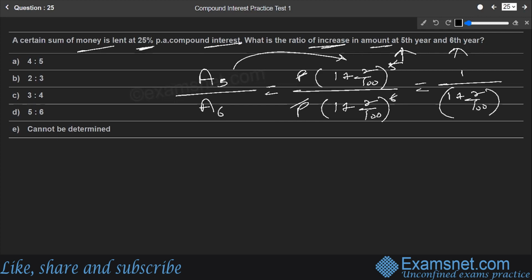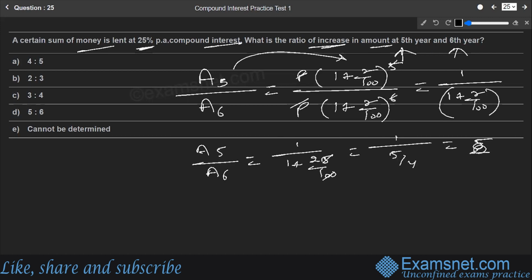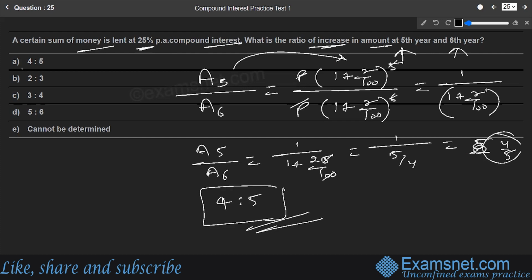So we have got the R value, so we'll put down the values. The real ratio that is required of A5 and A6 is nothing but 1 over (1 plus the rate value, 25 by 100). Okay, if we solve this, 25 by 100 is 1 by 4. So it's 1 over 5 by 4, and that is actually 4 by 5, because 1 over 5 by 4 is 4 by 5. So that is the ratio 4:5 of A5 is to A6, which is available in option number A, and is the right answer.